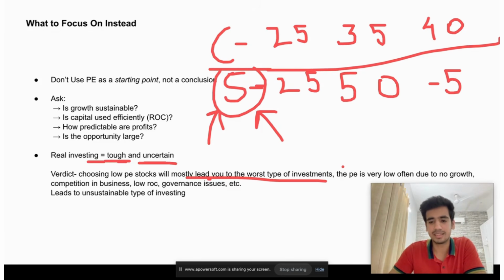You should actually think that if the PE is unusually low, why is it so low? Is there no growth, or does the market expect no future growth? Is there a lot of competition in the business, low ROC, governance issues, whatever? So low PE is actually more of a red flag to me than high PE.